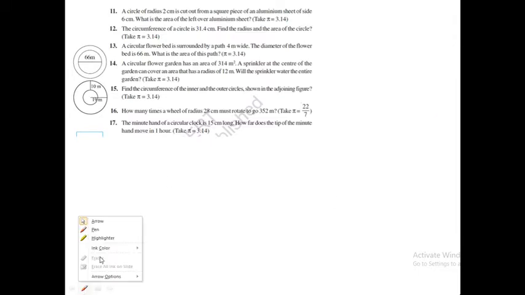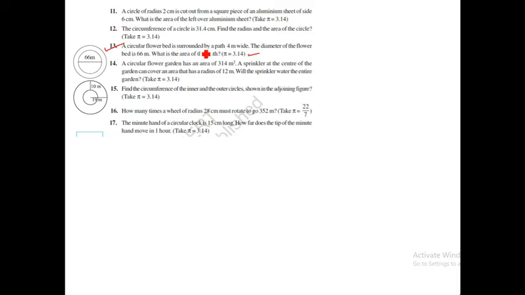Here we are dealing with area and perimeter of a circle. Question number 13: a circular flower bed is surrounded by a path 4 meter wide. The diameter of the flower bed is 66 meter. What is the area of the path? It says take pi as 3.14. As I already discussed in the earlier video.